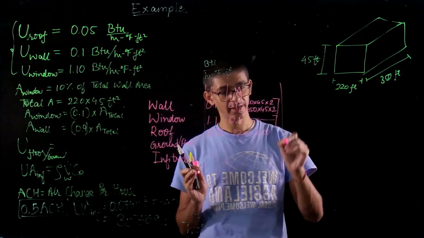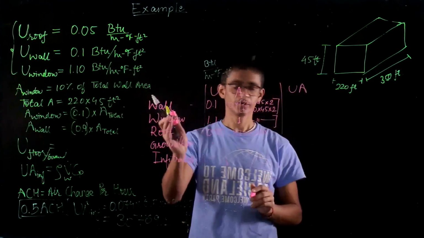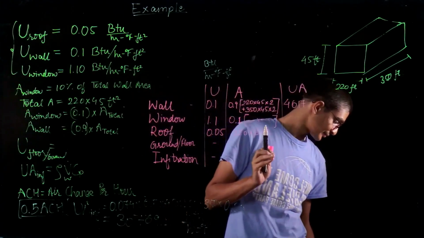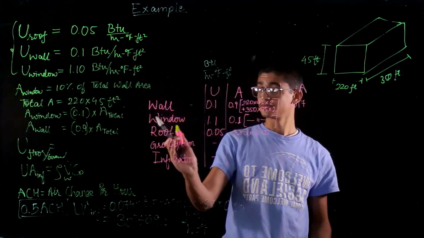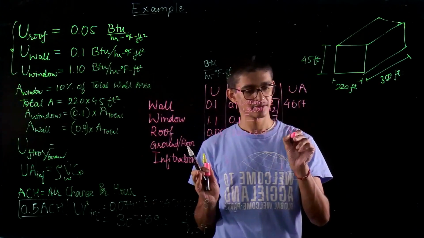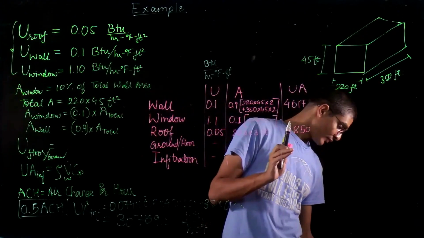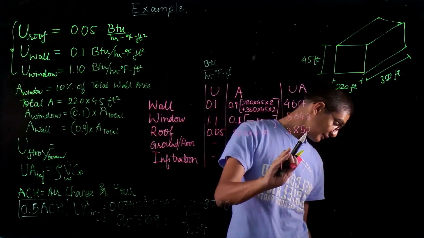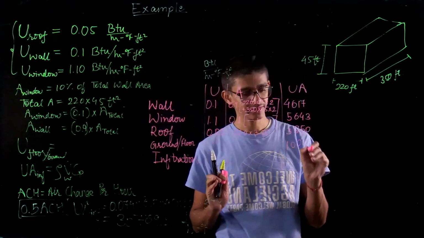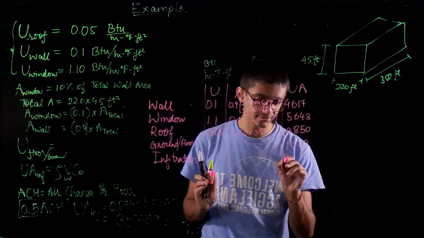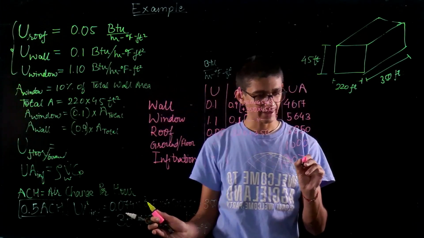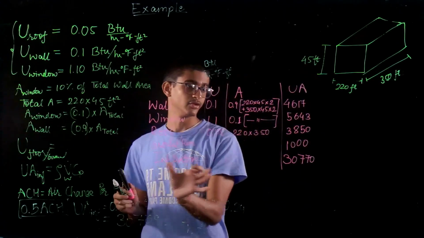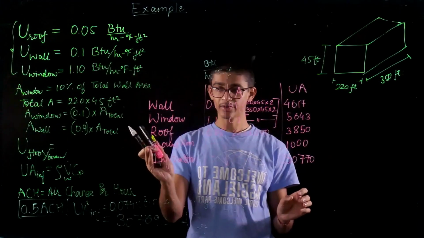Now we'll have the U into A calculation. So for walls, the U into A comes out to be 4617. For roof, it comes out to be 3850. For windows, it comes out to be 5643. And for ground and floor, it is given to us a constant value of 1000. And for infiltration, it comes out to be 30,770 approximately, right? So you see, a very high value of infiltration is there. UA infiltration has a very high contribution. UA from ground has a very small contribution.